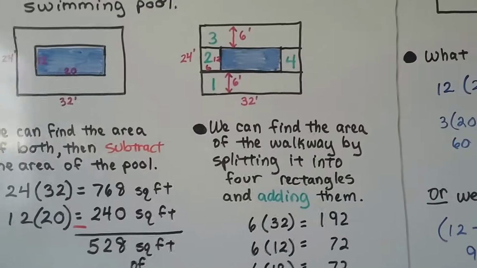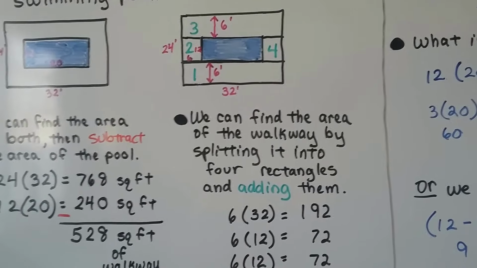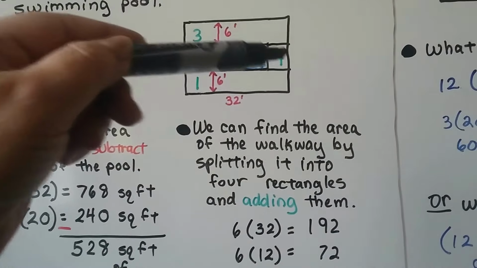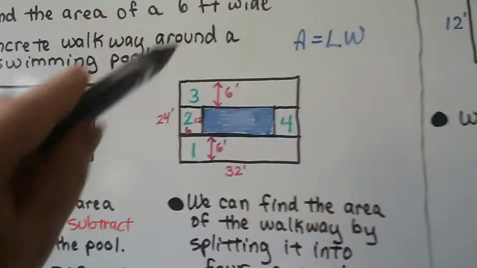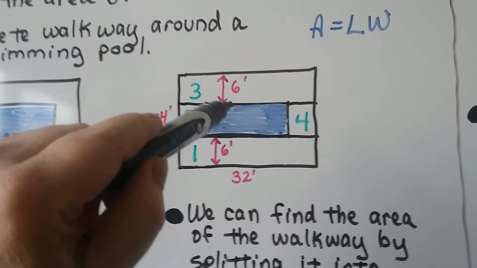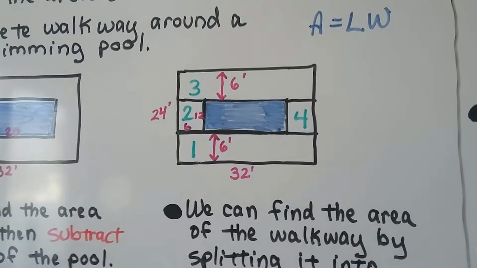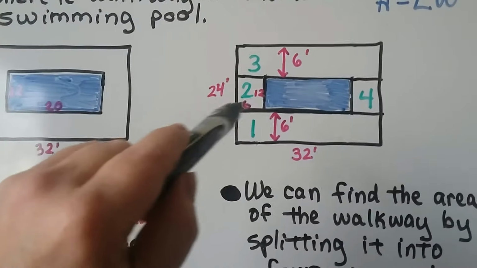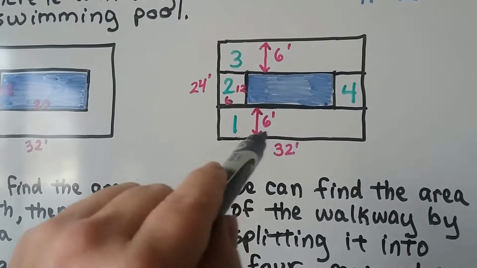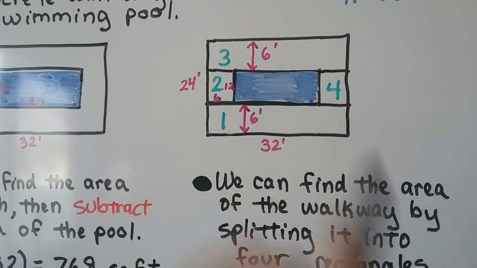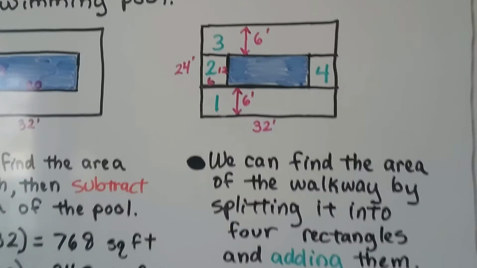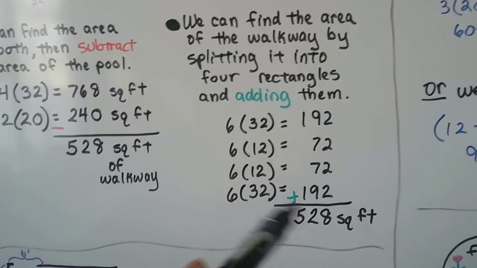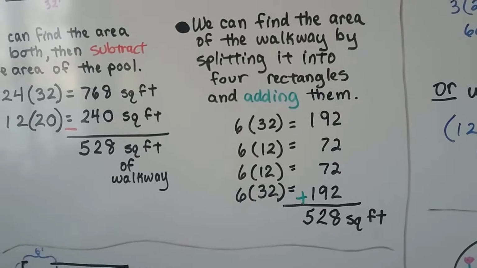For addition, we can find the area of the walkway by splitting it into 4 rectangles and adding them. We have 1, 2, 3, 4 rectangles. We know that it's a 6-foot wide walkway, so we know that's 6 feet, that's 6 feet, that's 6 feet, that's 6 feet. And we know that's 12 feet, so we know that's 6 by 12. We know this is 6 by 32. That's 6 by 32, so that's got to be 6 by 12, just like that side, right? We do our multiplication. We find our square feet for each rectangle. We add them up, and we get the same answer, 528 square feet.